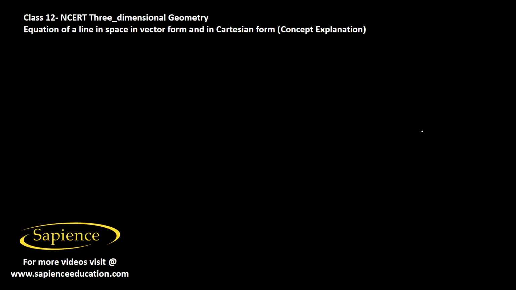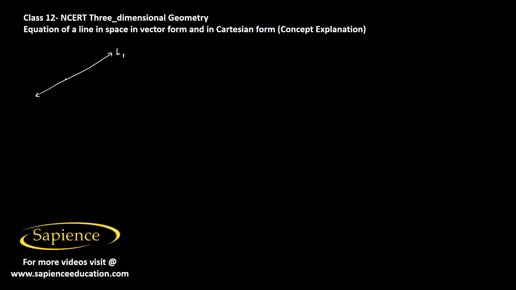So here we need to explain the concept on how to find the equation of a line in space in the vector form and in the Cartesian form. So here, if it is given that we have a straight line in space, this is line L1, whose equation we have to find.